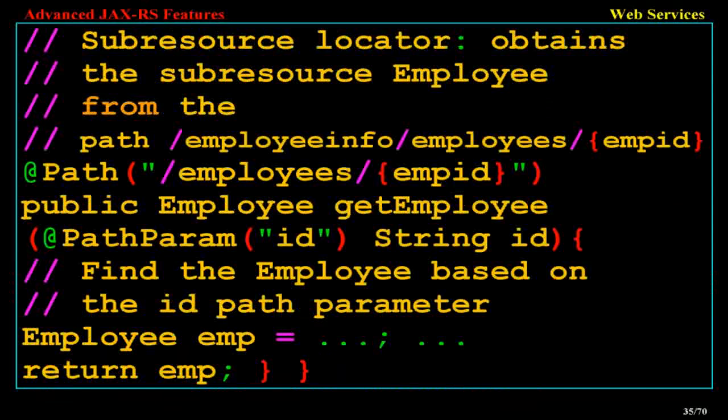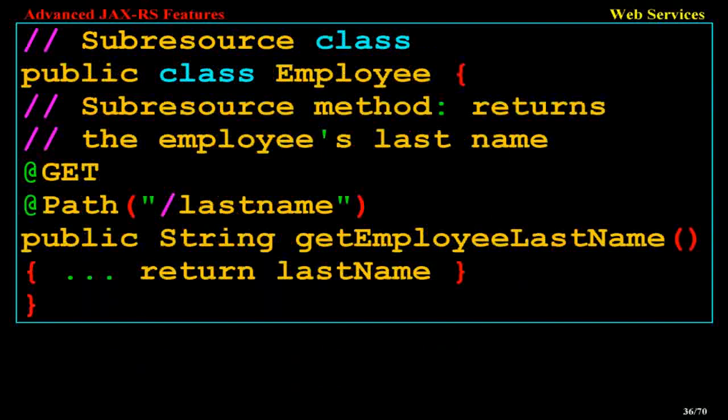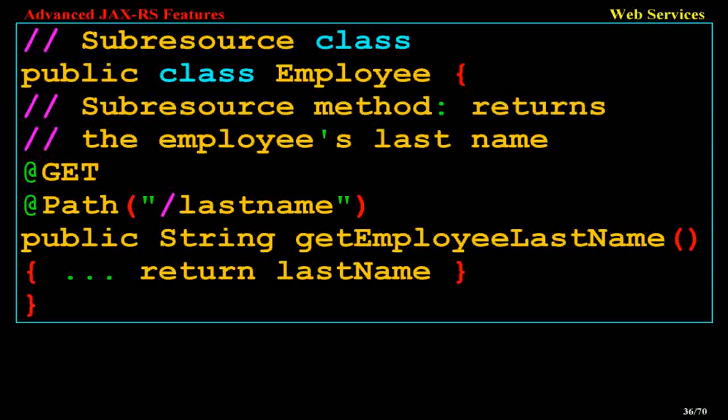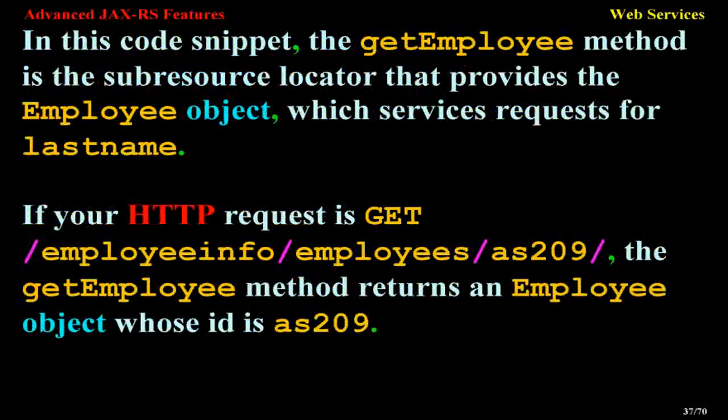Subresource locator. Obtains the subresource Employee from the path: @Path("/employees/{empid}") public Employee getEmployee(@PathParam("empid") String id) { // Find the employee based on the id path parameter; Employee emp = ...; return emp; } Subresource class: public class Employee { // Subresource method returns the employee's last name @GET @Path("/lastname") public String getEmployeeLastName() { ... return lastName; } } In this code snippet, the getEmployee method is the subresource locator that provides the employee object, which services requests for last name.